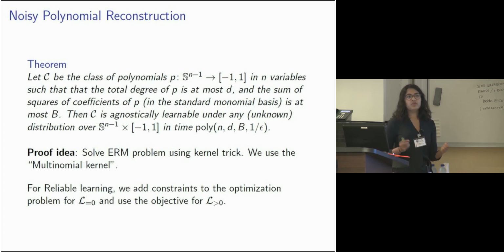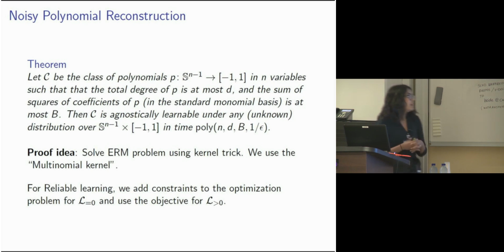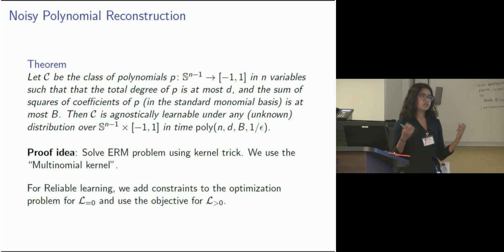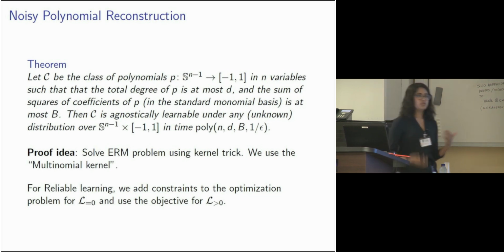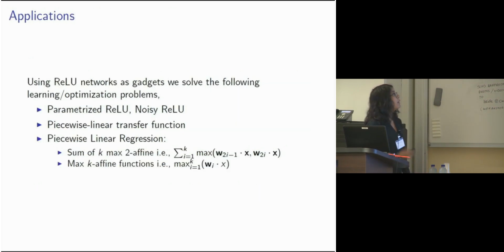For technicality, we use a multinomial kernel that we define in our paper. To guarantee reliable learning, we need to optimize two losses. So what we do is, in the ERM, instead of optimizing on the entire loss, we optimize only on the positive label loss, and to minimize the zero label loss, we add it as a constraint. And then we show that these two generalize simultaneously.